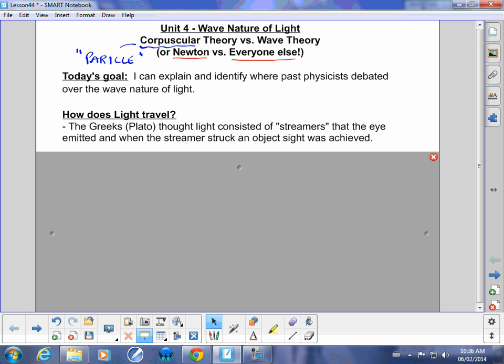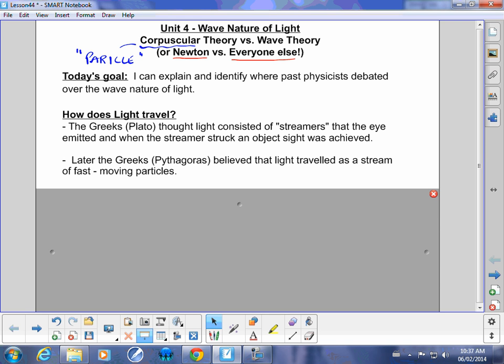Let's do a little bit of a history lesson before we get into the actual argument. So how does light travel? We talked about in the past that scientists were really philosophers for the most part back in the good old days. And Plato, with the Greeks, postulated that light was streamers that the eye emitted. So he believed light came from your eye, and when the streamer from your eye struck an object, you were able to see it. Basically your eye was sending out waves, and when your wave struck something, you were able to detect it, kind of like sonar.